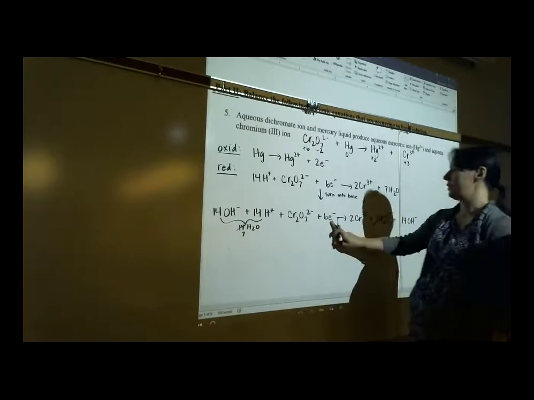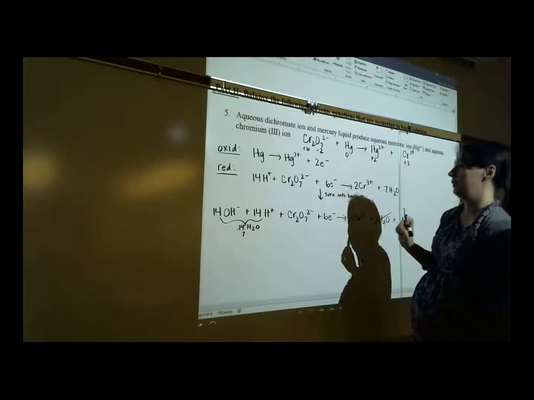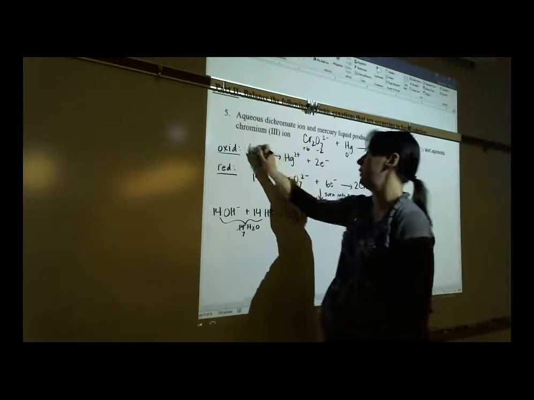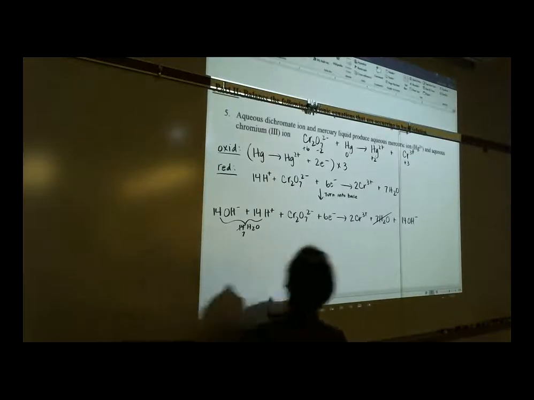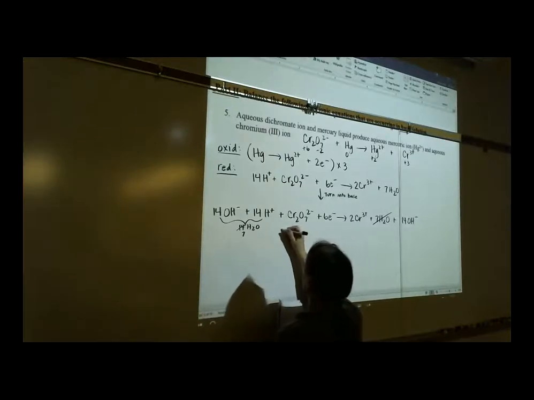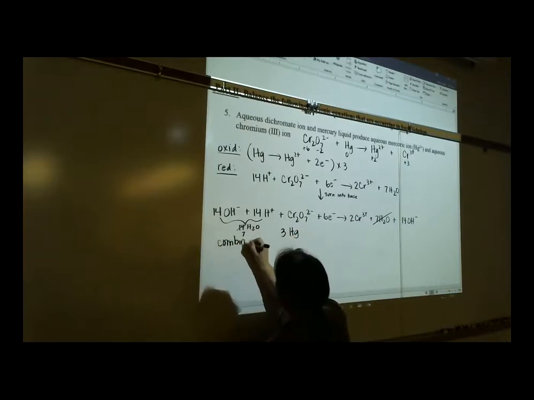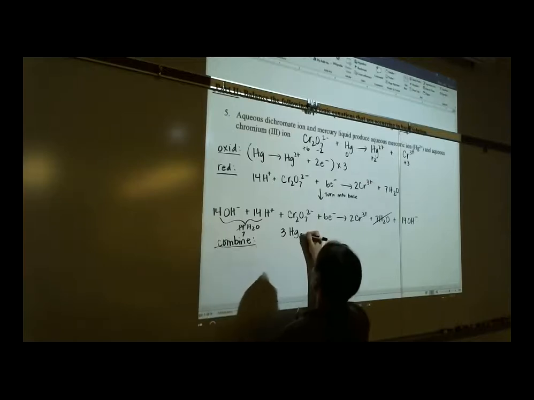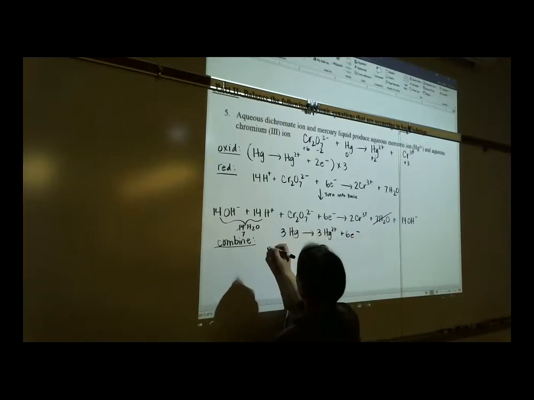Now I've got 6 electrons here, 2 electrons here. So when I combine these, I'm going to multiply this one by 3, right? So that I get my electrons to cancel. So this is the combined step. 3Hg, 3Hg plus 6e-. I'm just going to rewrite this for simplicity. 7H2O.